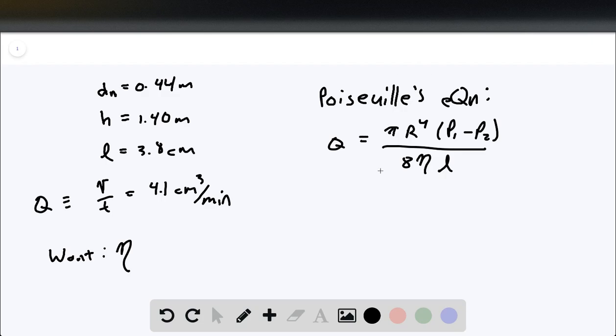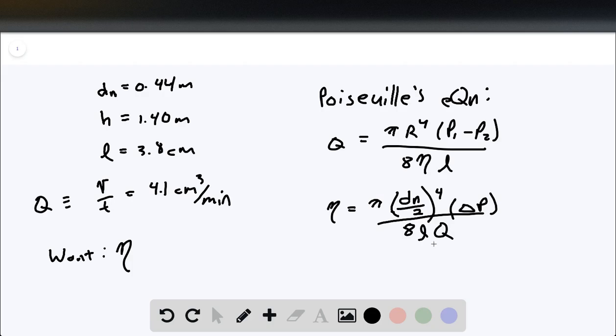Fluid flow through a small tube like this needle. And we can just rearrange this equation to make it an equation for the viscosity eta. We don't have the radius, but we do have the diameter, so the radius is really the diameter of the needle over 2. And we could call this pressure difference delta P. So it looks like the only thing that we don't know is delta P. We know the diameter, we know the length of the needle, we're told Q, the flow rate.